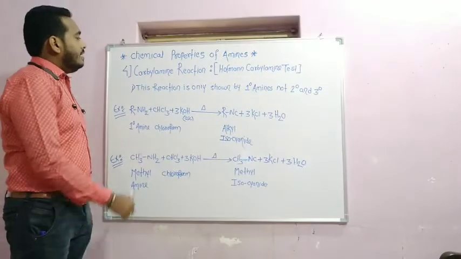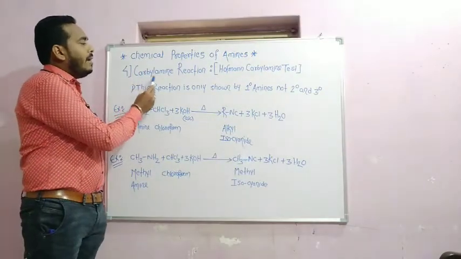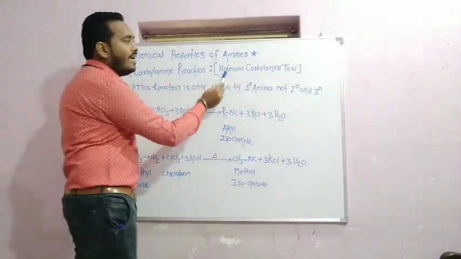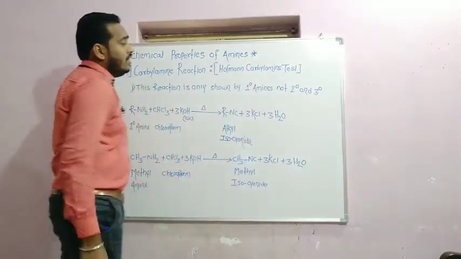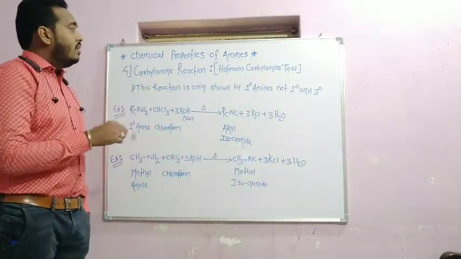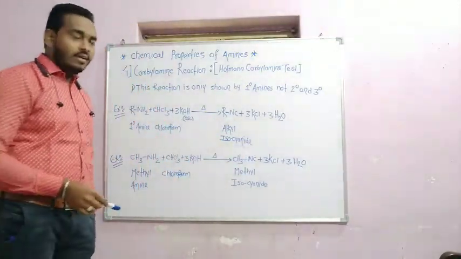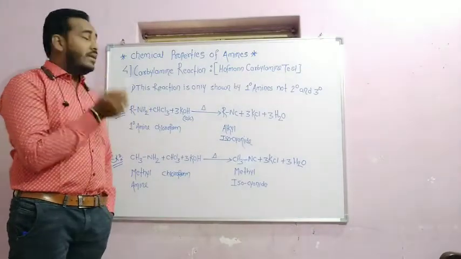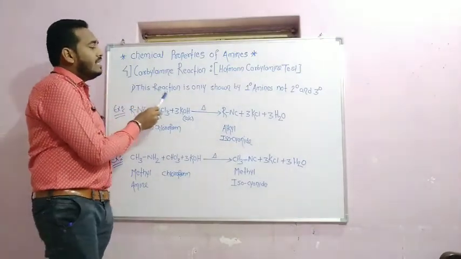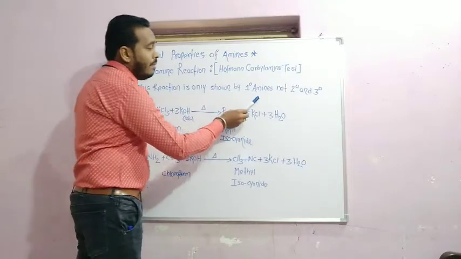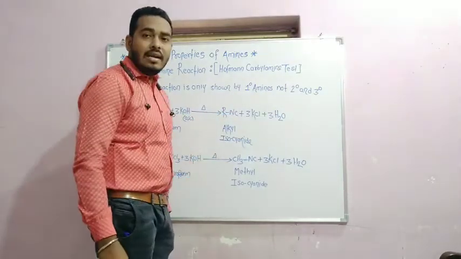Then the next reaction is the carbylamine reaction or Hofmann carbylamine test. Yes, this is one of the test-type reactions. We generally discuss the main point of this reaction: this reaction is shown only by primary amines, not by secondary and tertiary amines.